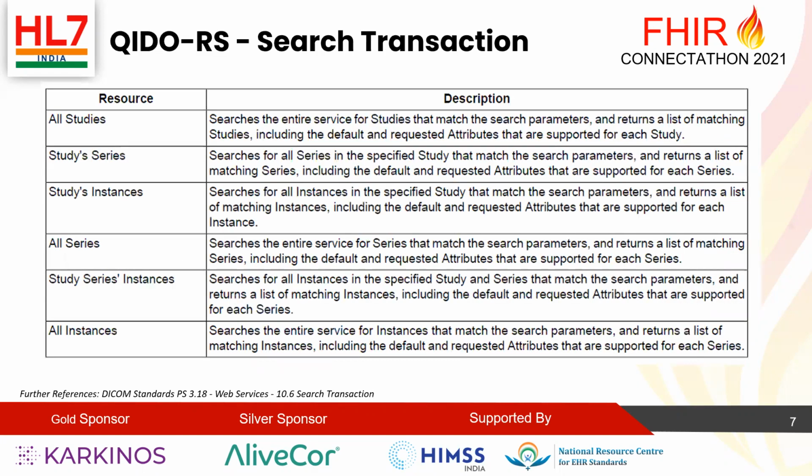Now let's see about the QIDO-RS search transactions. There are different types of transactions defined here, which are web transactions. We can query for all studies of a particular patient, or we can query for the studies, series, or instances. We can also query for all the series, and all the instances of a given patient or study or anything. These are the different levels. I won't go into detail.